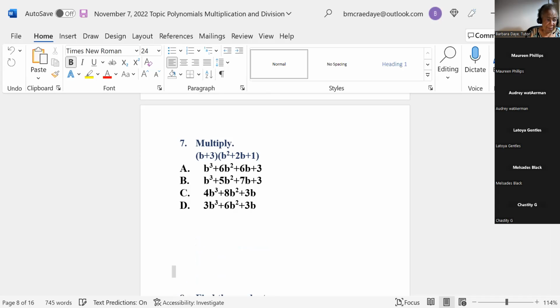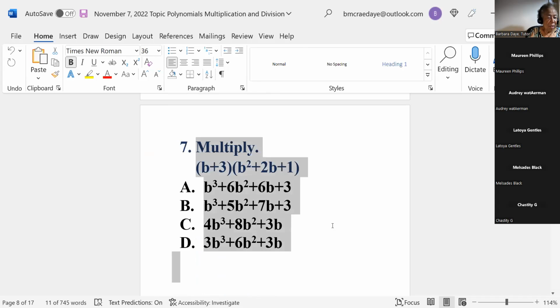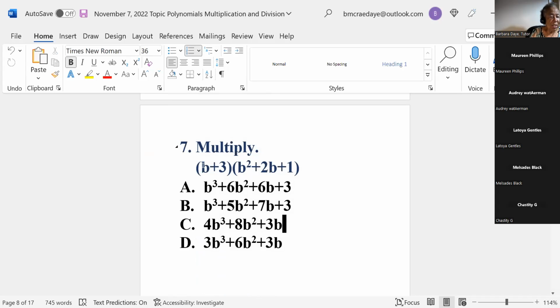Mercedes, you want to do number 7? Okay, all right. So number 7, what you have is b plus 3 times b to the second plus 2b plus 1. So break that up. I want everybody to do number 7. Break that up to b times the polynomial plus 3 times the polynomial.